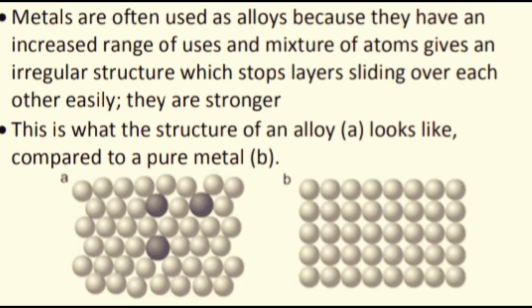See this diagram, pure metal and alloy. Pure metals consist of only similar particles. Alloys consist of different types of particles or particles with different sizes. So particles cannot move over each other, and they are much stronger and harder. And also alloys resist corrosion.